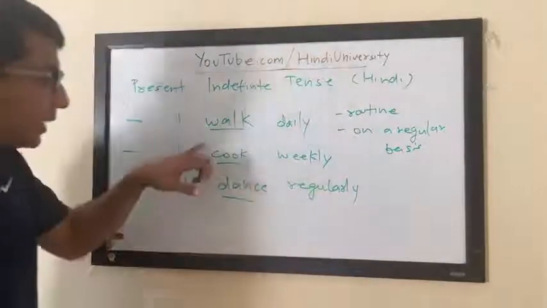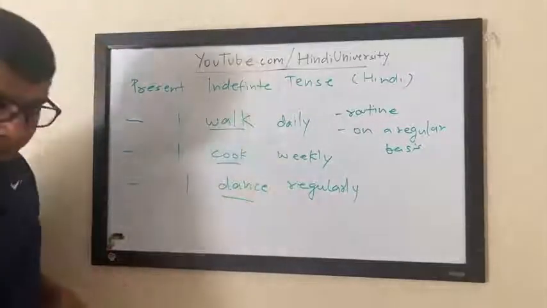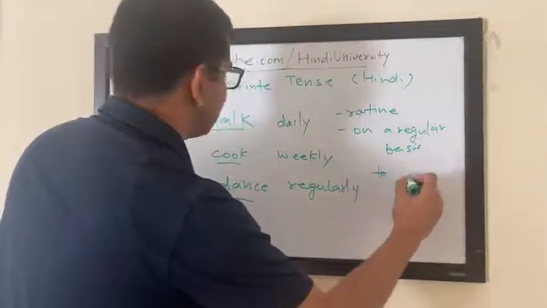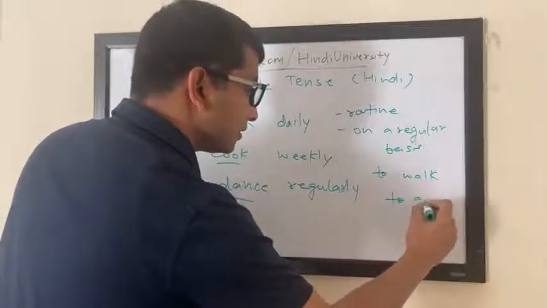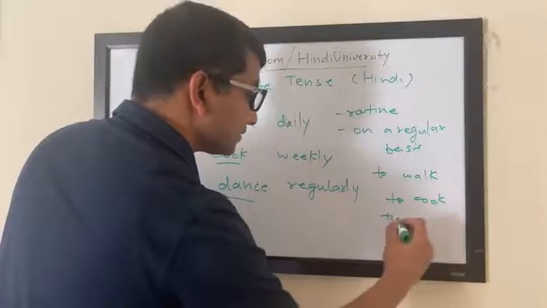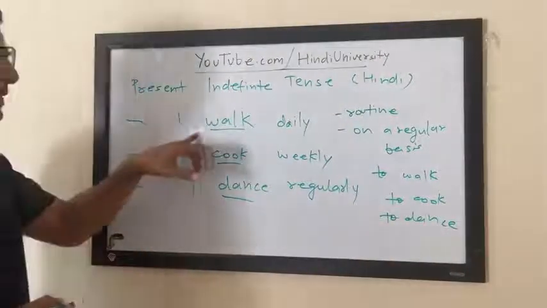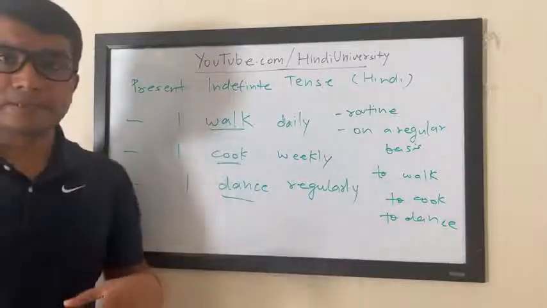And the verb that you have here, walk, cook, and dance, even though in the infinitive form you will say these verbs as to walk, to cook, to dance, when you are saying it in the present indefinite tense, you use this form: walk, cook, and dance, okay?